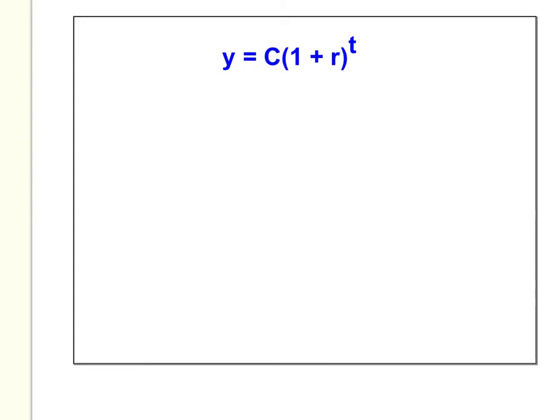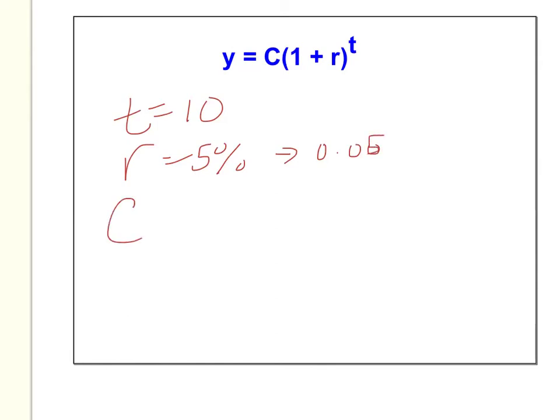Okay, so again, here is your formula. So for example, if your time is 10, your rate is 5%, always converting to a decimal, and your C is 1,000, your goal is just to be able to plug those values into your formula and solve for that moment.